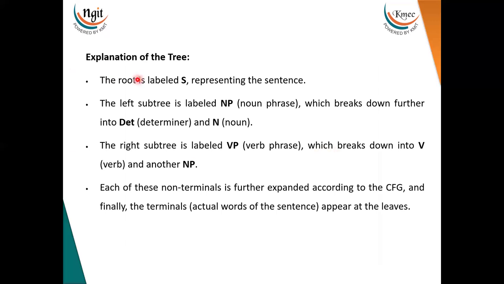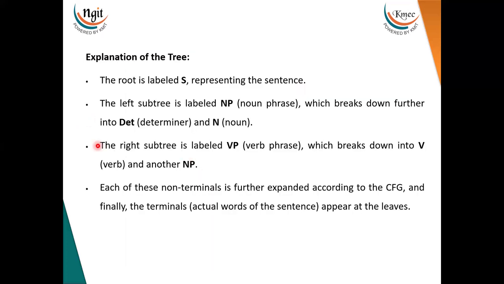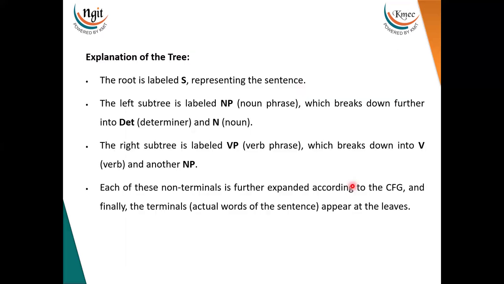Now, here is a simple explanation of the previous tree. The root is labeled S, representing the sentence. The left subtree is labeled noun phrase, which breaks down further into determiner and noun. Then the right subtree is labeled VP, verb phrase, which breaks down into verb and another noun phrase.